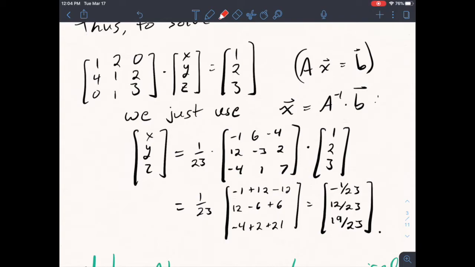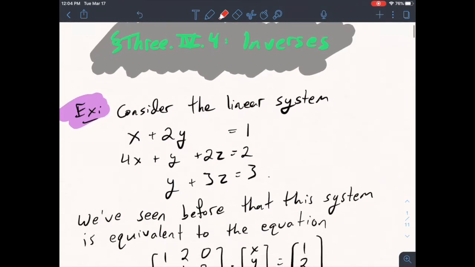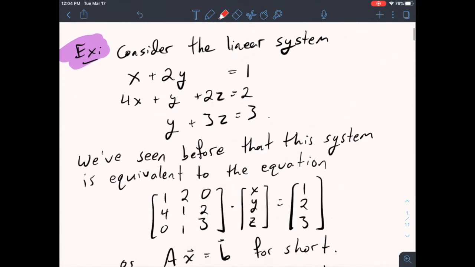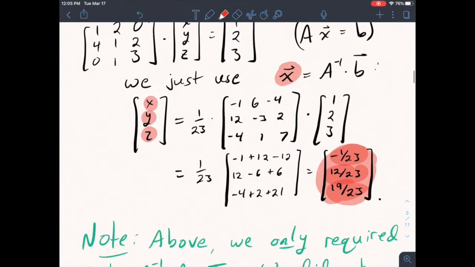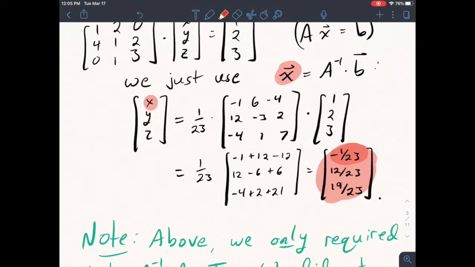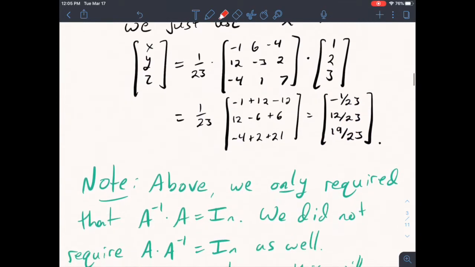Great. So anyway, our vector x is now given by this vector right here. So the variable x is equal to -1 over 23, y is equal to 12 over 23, and z is equal to 19 over 23. And that should solve our original linear system at the beginning. So x plus 2y is equal to 1, etc. I could just plug those answers of x, y, z into that system of equations. All right, cool.